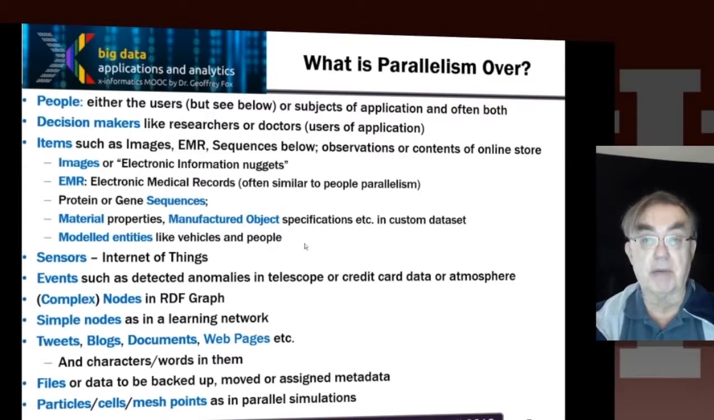Another area where parallelism is seen is over the members of the Internet of Things, where there are meant to be, by 2020, various estimates, but at least over 50 billion things sitting there. So that's a pretty large number.